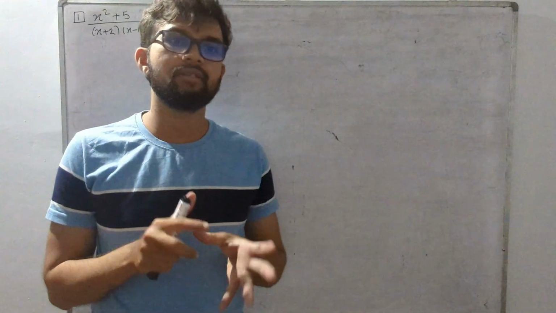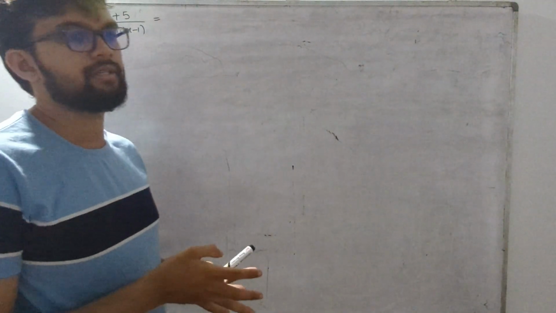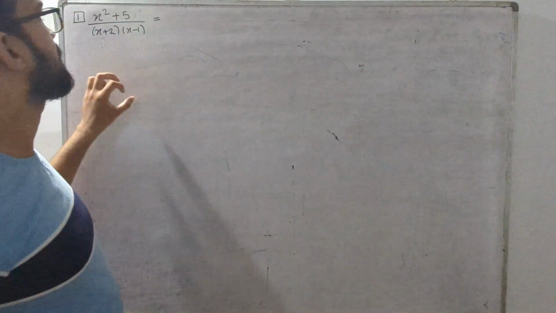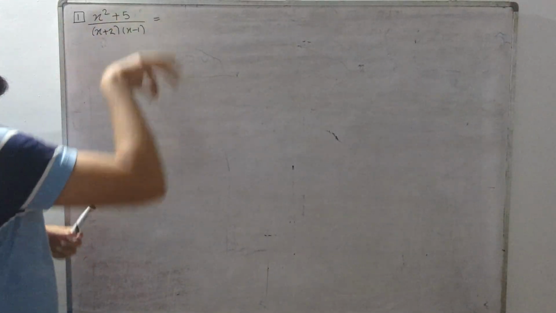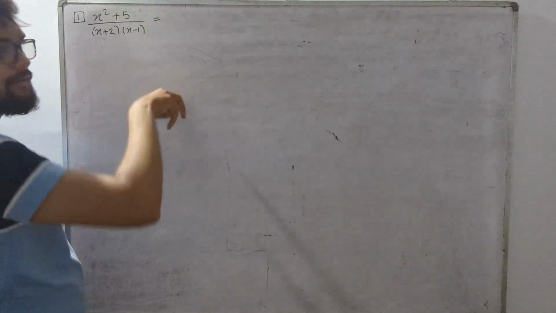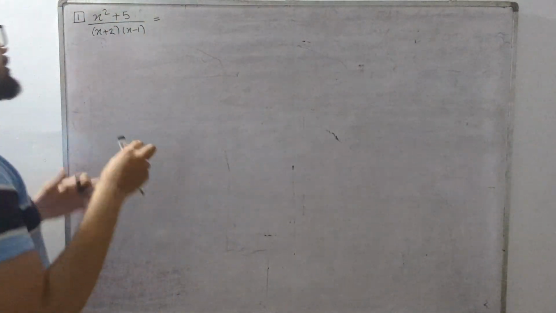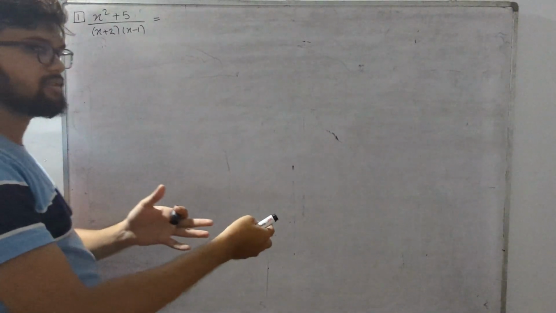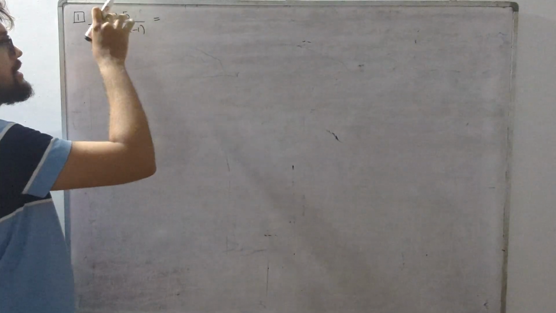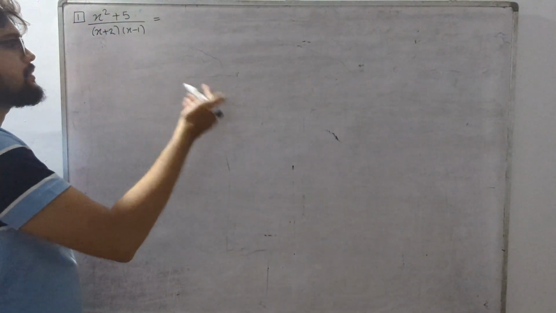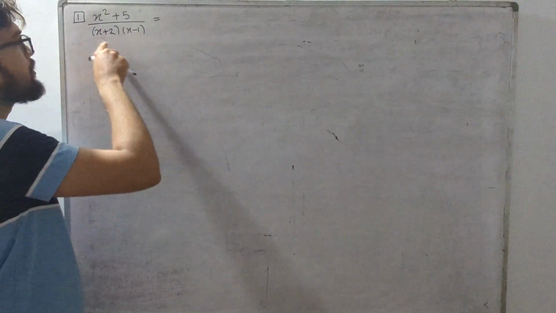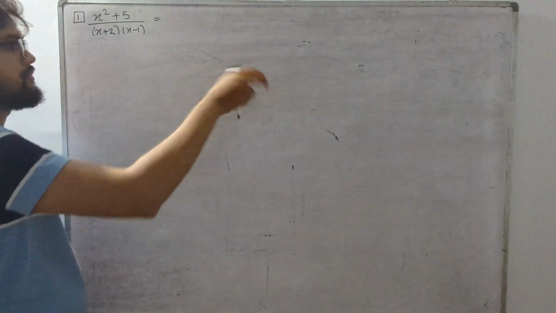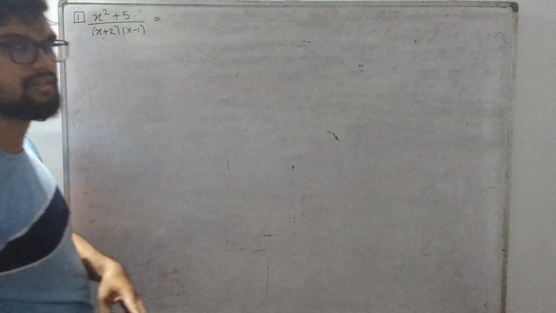Okay, let's discuss the improper rational function part. Under the improper rational function part, this is the first section. Both degrees are equal, so we can call it an improper rational function. Improper rational function means the degree of the numerator is greater than or equal to the degree of the denominator. We can call it an improper rational function.